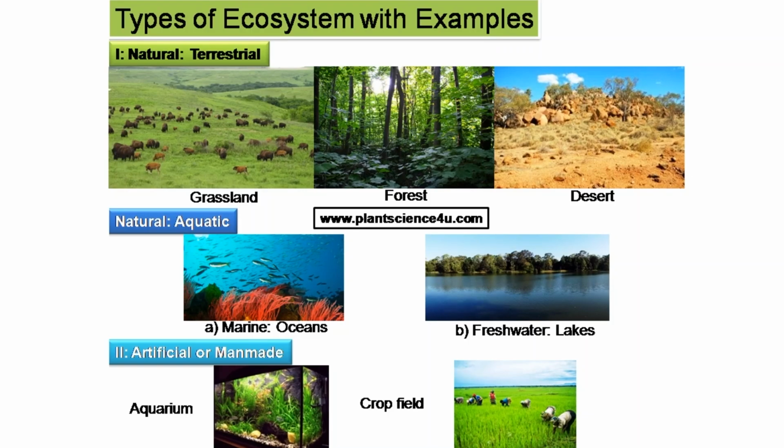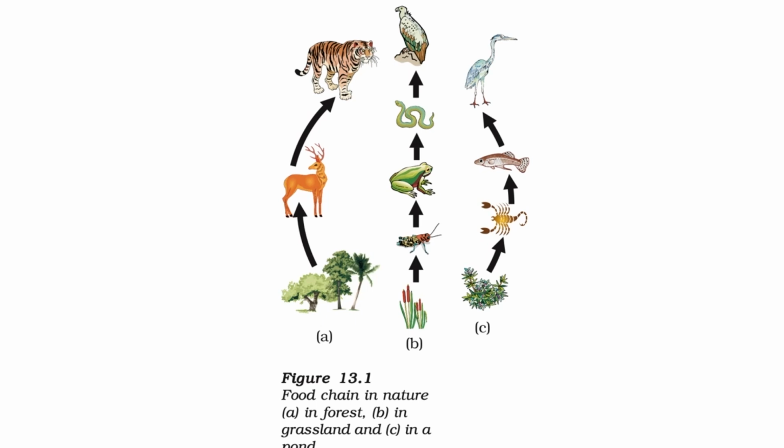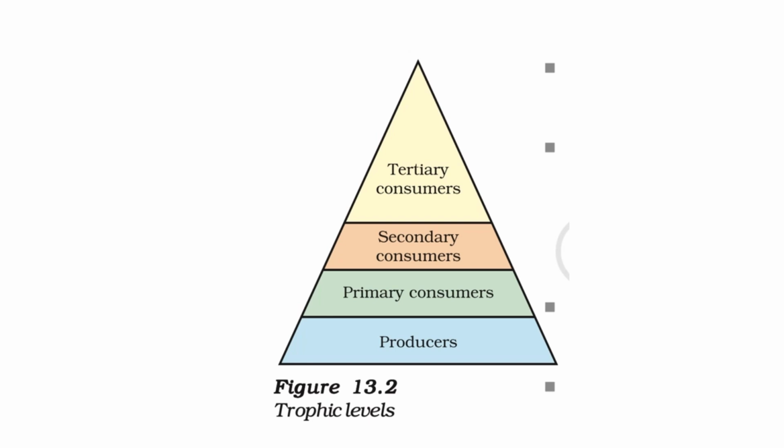The last chapter we learned is our environment. We started the chapter with ecosystem, and learned the examples for natural and artificial ecosystems. Then we learned about food chain, and learned to construct food chains under different conditions. For example, a food chain in a forest, a food chain in aquatic conditions, a food chain with 3 trophic levels, a food chain with 4 trophic levels, etc. The diagram on the screen shows different trophic levels and the organisms included in it. Remember to learn examples for each trophic level.